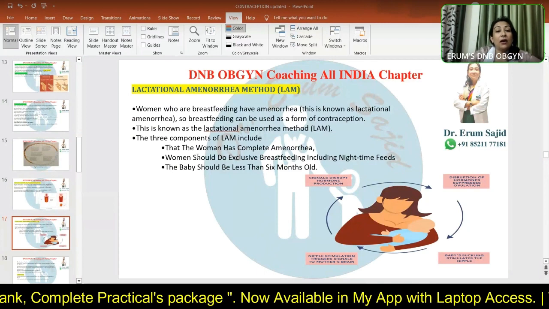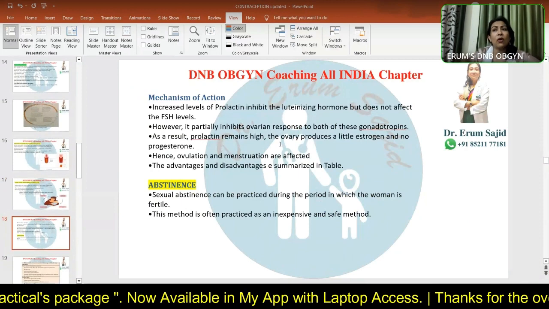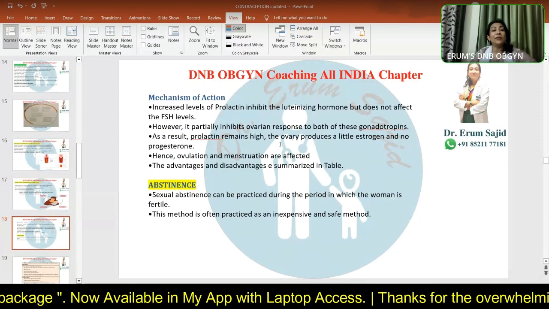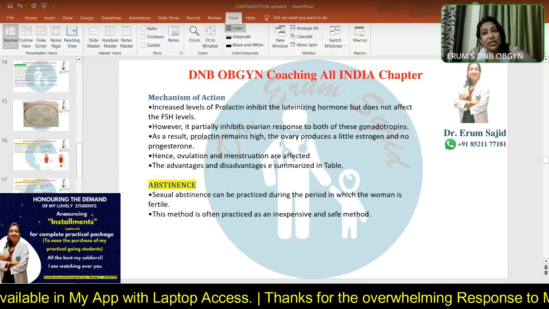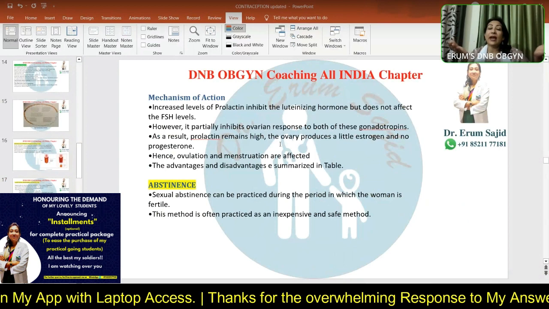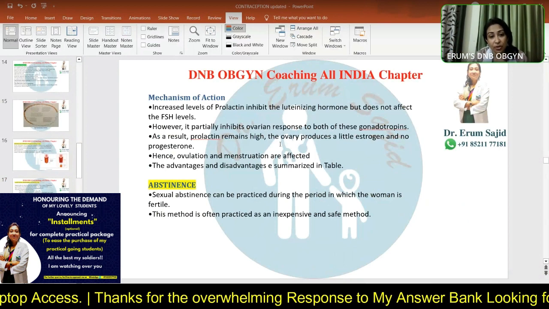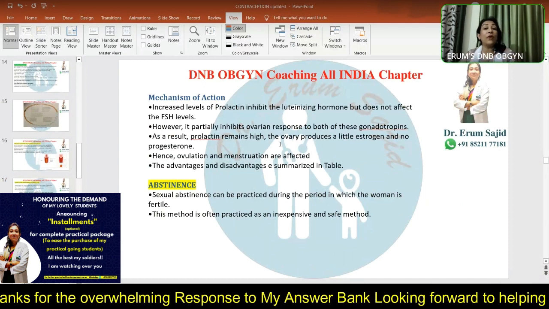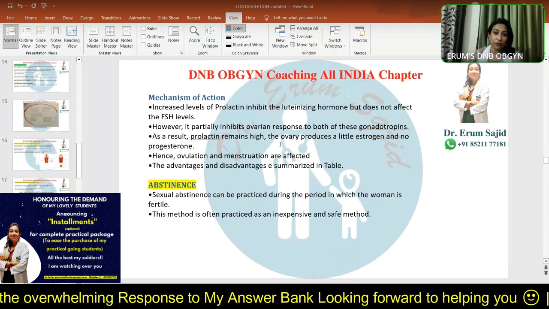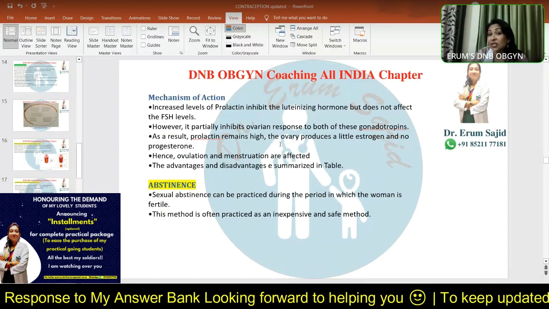Okay. The physiology is over here. Mechanism of action, very, very important. If anything is going to be asked on lactational amenorrhea, it's going to be the mechanism of action, right? So what happens in case of lactational amenorrhea? See, there are increased levels of prolactin because of lactation, right? What do they inhibit? They inhibit the LH, okay, not the FSH. So partially it inhibits the ovarian response to both these gonadotropins. So prolactin, if it's high, suppresses LH but not FSH.